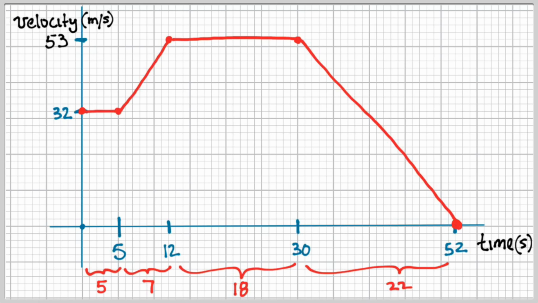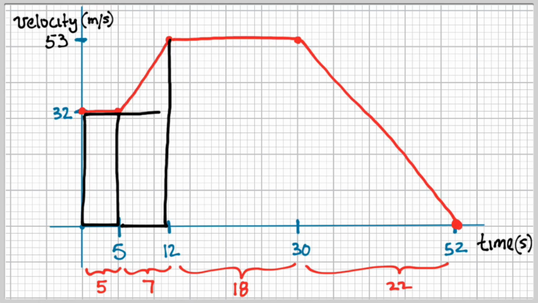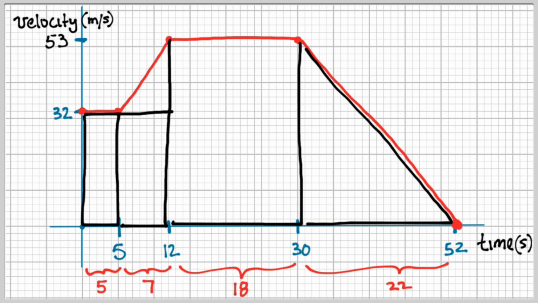So I'm going to break up my problem a little bit. I'm going to make a rectangle that represents the first 5 seconds. And then we have a trapezoid that represents the next 7 seconds. And I'm going to break that trapezoid up into a triangle and a rectangle. Then we have a big rectangle that represents the part of the problem where we maintained a constant velocity for 18 seconds. And then we have this triangle that explains the whole part of the problem when we're slowing down. So we're going to find the area of those 3 rectangles and 2 triangles, and then we will know the change in displacement.